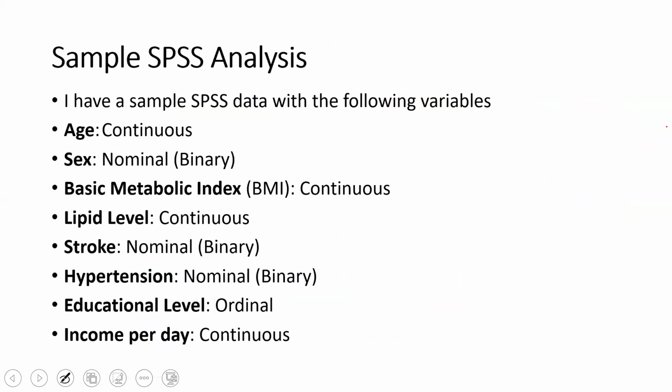So we are going to do some class examples now. I have a mock data set. Age: from our understanding of data, age is continuous. I have gender or sex, and for the purpose of this class, I'm limiting it to binary, that is male or female, so that we can have some binary variables. I have BMI, which is continuous. I have lipid level, that's the blood lipid level, which is continuous.